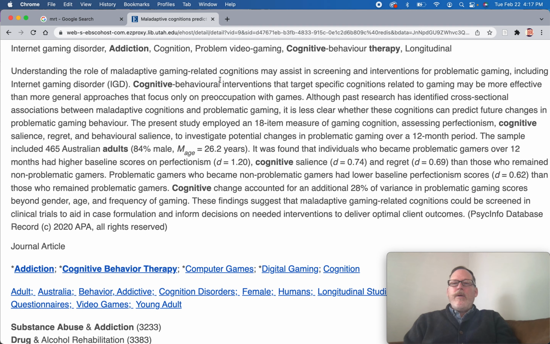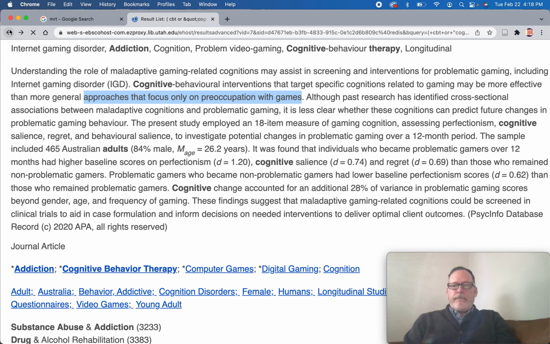So here they even have a statement right here. CBT, cognitive behavioral interventions related to gaming may be more effective than general approaches that focus only on the preoccupation with games. There they told you what their thesis statement essentially is. But if you go through this, it'll tell you a lot.